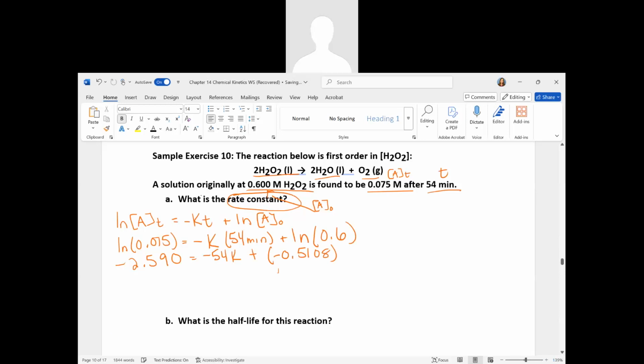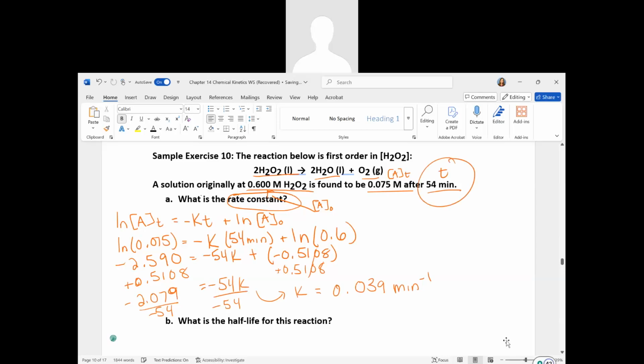So let's add this value to both sides to cancel out. We have an additional 0.5108, and after combining like terms, now we have negative 2.079 over here, and that equals negative 54k. So we divide both sides by negative 54, and our k, our rate constant for this reaction, turns out to be 0.039 per minute, because our time t was measured in minutes.